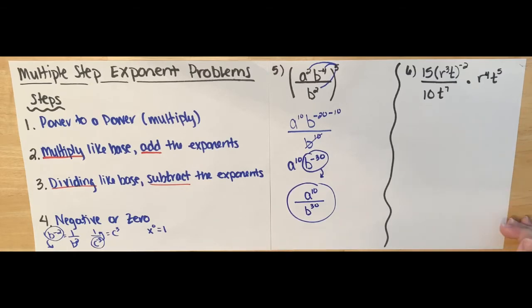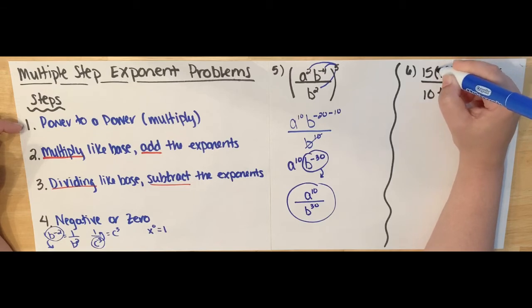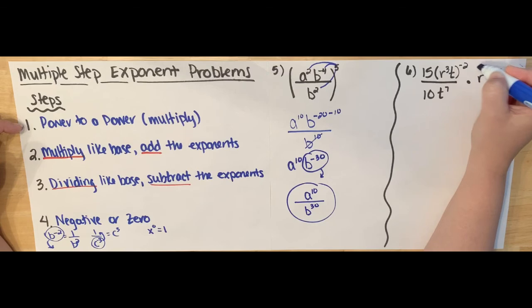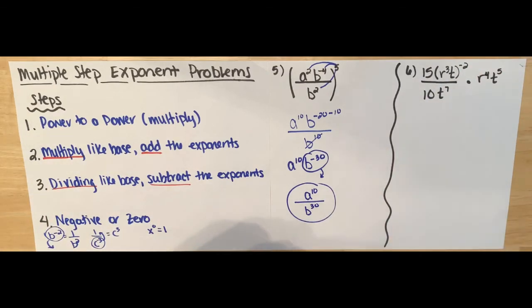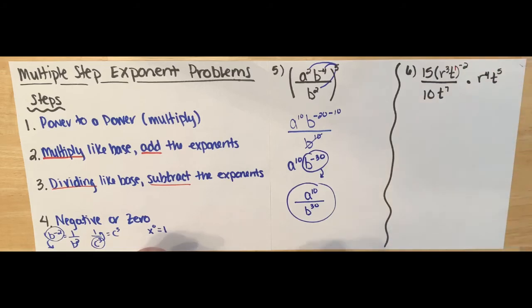For my last problem, it has a lot of steps in it, so we're going to again go through all of them. And let's go ahead and get started. So we have power to a power. I definitely see a power of -2, and it's whatever is in that parenthesis. The 15 is not in the parenthesis, so I don't want to include it. Don't forget, when you do not see an exponent, it's always implied to be a 1. So I'm going to put a 1 on t. I'm taking it out of its invisibility cloak.